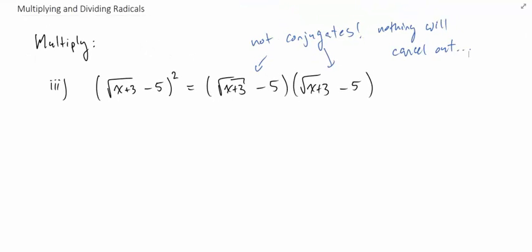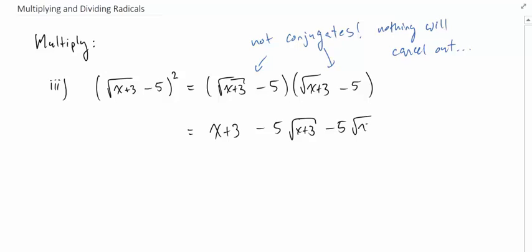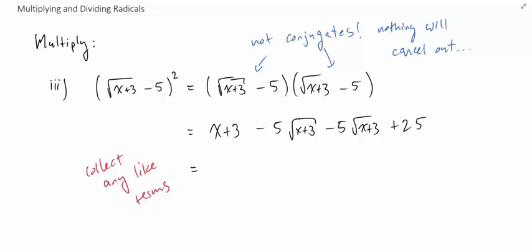Now, first thing we're going to do, root x plus 3 times root x plus 3 just ends up equaling x plus 3. Expand out, we get two negative 5 terms, and then we're going to get positive 25 at the end. Negative 5 times negative 5. Collect any like terms that we see. You notice nothing adds up to 0. You can't cancel anything out. But you can combine the 3 and the 25, and you can combine those two middle terms there. Right, and that's our final answer.